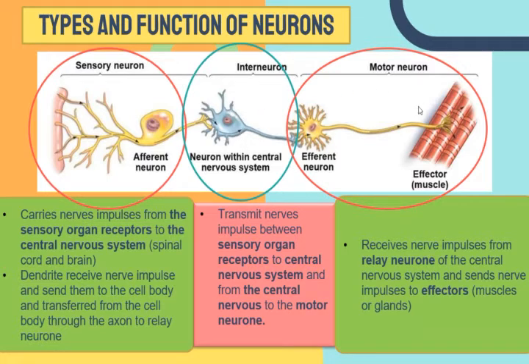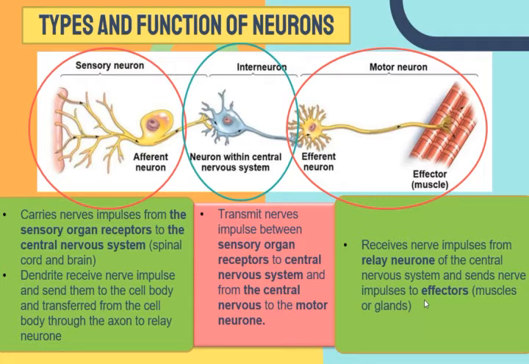Now we go to the function of the third neuron, the motor neuron. The motor neuron receives nerve impulses from the relay neuron, which refers to the interneuron of the central nervous system, and sends nerve impulses to the effectors. That is the function of the motor neuron.